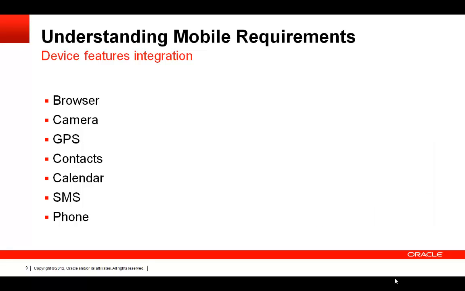In terms of mobile requirements, there are different features provided by different devices. Some devices would only give you a browser, some other devices have cameras, GPS, access to contacts, calendar, SMS capability, phone capabilities. And what you need to think about when you're developing a mobile application is whether you need to take advantage of those device services and how you are going to incorporate them into your application.